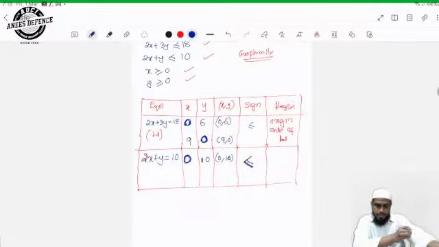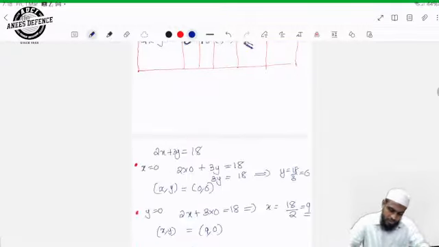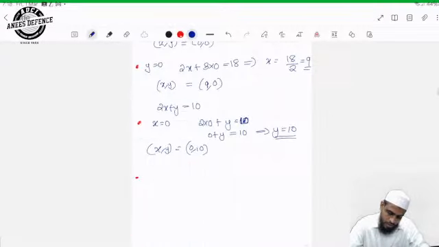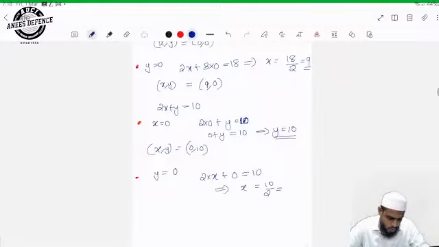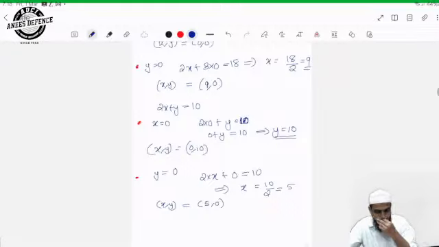0 comma 10. Next, we will put y equal to 0. So when you are putting y equal to 0, you can write 2 into x plus 0 equal to 10. Meaning 2x is equal to 10 and x is equal to 10 by 2, and you are getting 5. So x comma y is equal to 5 comma 0.